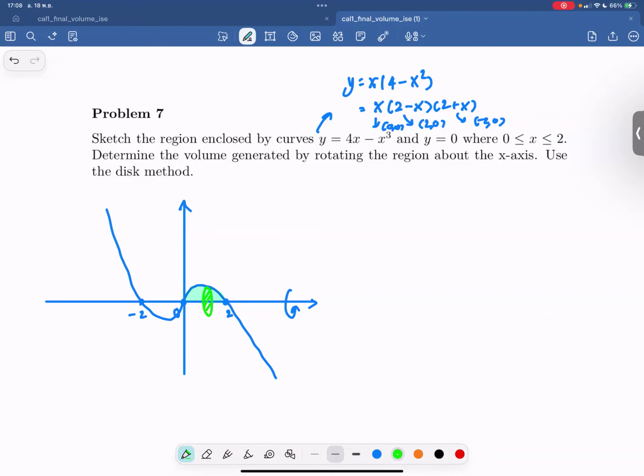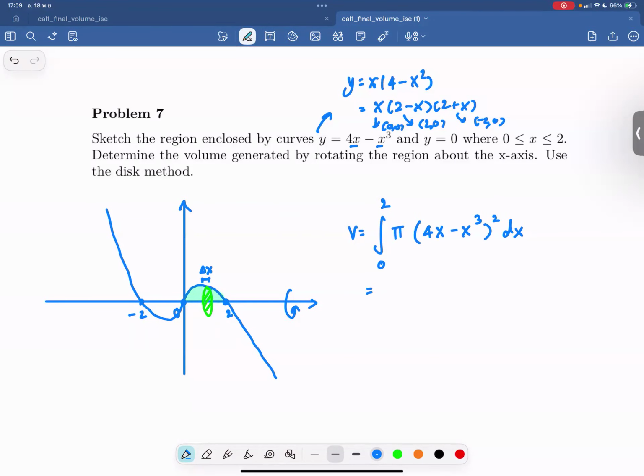Okay, so now we are dealing with the integral with respect to x, right? So we have the integral with respect to x, and this one is not a ring but a disk, a normal one. So we have pi times r squared, but r squared we need to write in terms of x. So we put 4x minus x cubed, and then squared, as the r squared. And then we take the bounds of the integral to be 0 to 2.